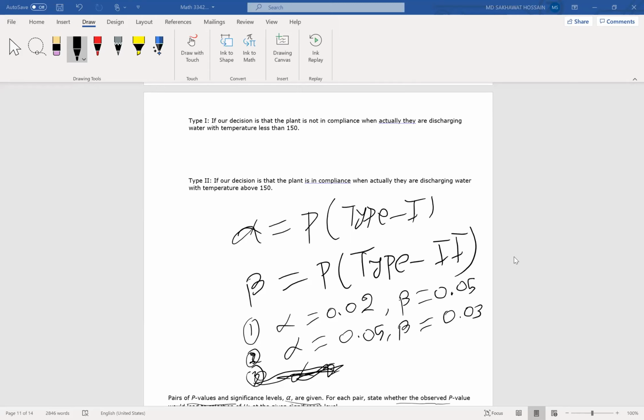Scenario 2. Because we do not want more type 2 error, because type 2 error is more serious. So we want to keep the probability of type 2 error lower, right? So that means we should consider a smaller beta and larger alpha. Yeah, you are right.